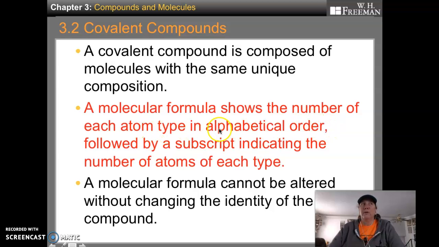So if you have a compound like sugar, it is C12H22O11. Okay, there's 12 carbon, there's 22 hydrogen, and there's 11 oxygen. You put them together, and that's what a molecule of sugar is. The molecular formula cannot be altered without changing the identity of the compound. If you take off a couple hydrogen, it's no longer sugar, it's something else.